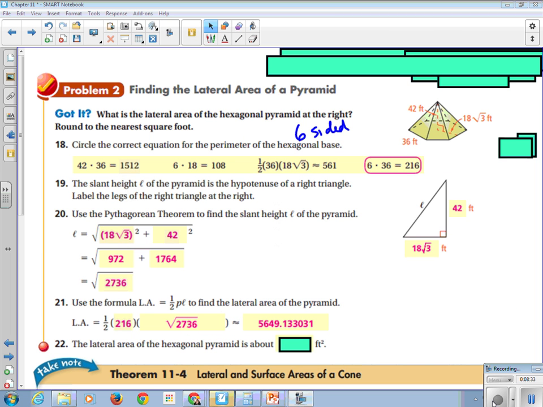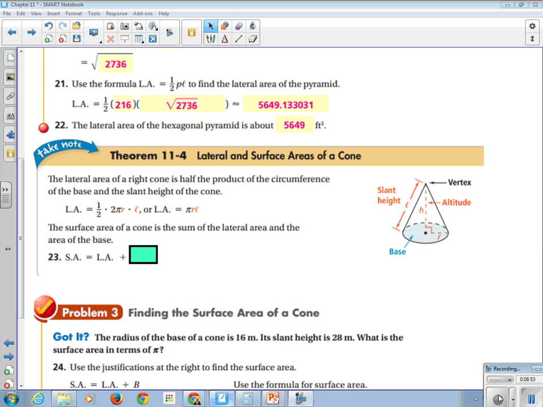You chug that in your calculator. Please use a calculator. I don't expect you to know the square root of this number all memorized in your brain. Not required for this class. That's for the next class. So the hexagonal pyramid has a lateral area of about 5,649 feet. All right, my favorite shape, because it has to do with ice cream, is the cone.